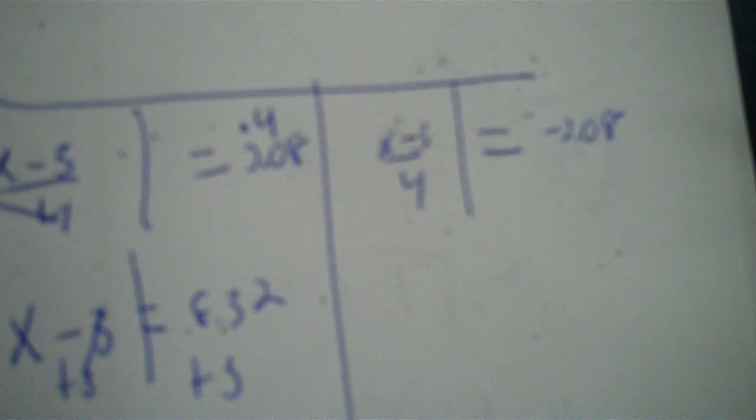Okay, then over here, the whole side is divided by 4, so then you times 4. And then negative 2.08 times 4 is negative 8.32. Plus 3. Negative 8.32 plus 3 is negative 5.32. Okay, you will need to probably refer back to your notes on this one.